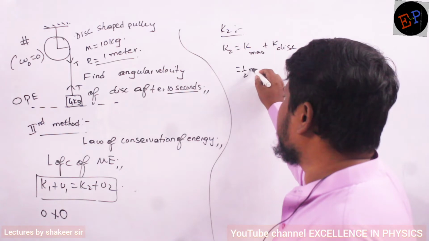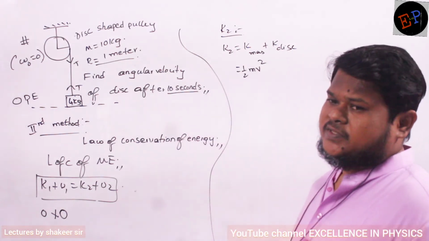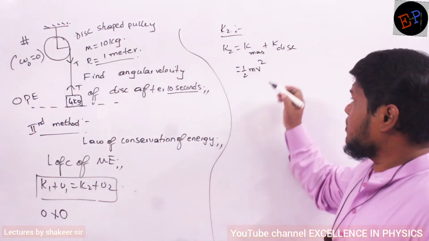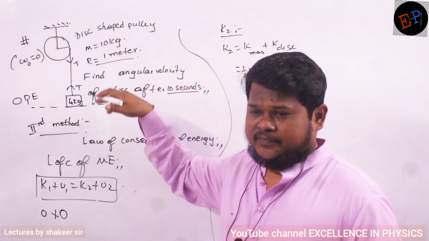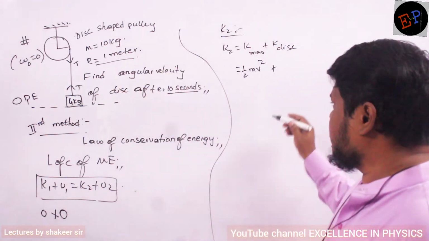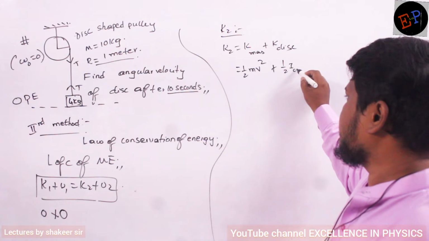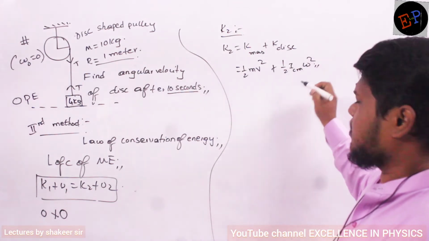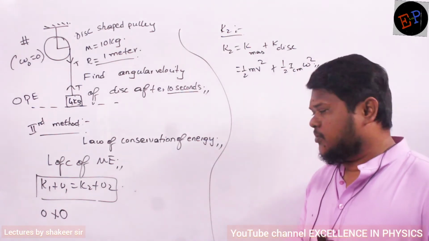And what is the formula for translational kinetic energy? Half m v CM square. Okay. And the disk will have which kind of energy? Rotational energy. What is the formula for rotational energy? Half I center of mass into omega square. These are the two energies. Are you able to understand?